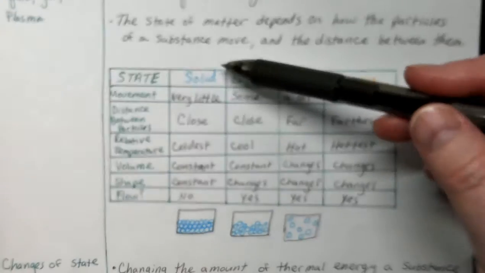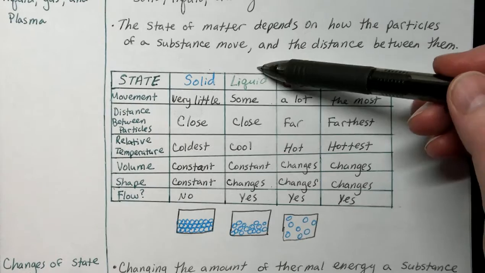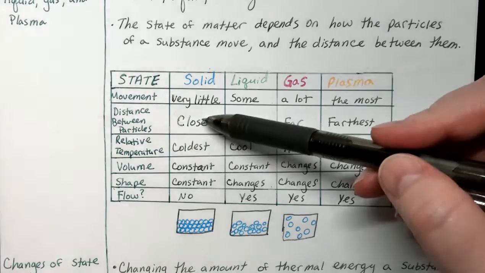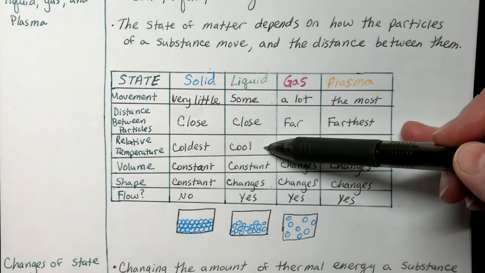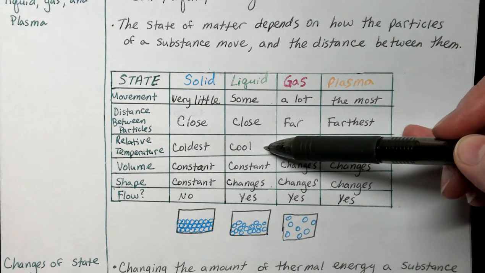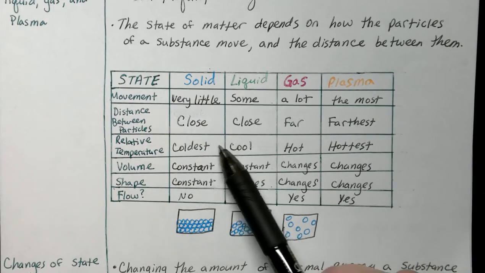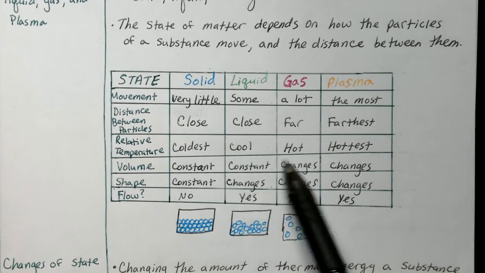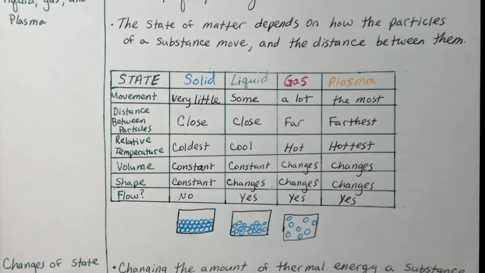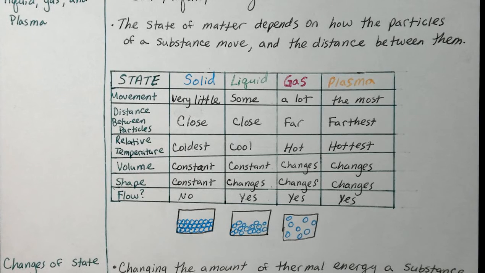If we think of ice, water, and steam, ice is cold. Water is about average temperature, and steam is hot. So think about ice cubes, water, and steam, and you'll have a good idea about solids, liquids, and gases.